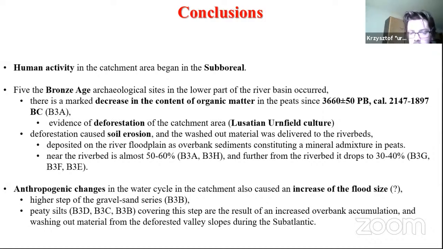Deforestation caused soil erosion, and the washed out material was delivered to the river bed. Deposition on the river floodplain as overbank sediment brings a mineral admixture into the peats. Near the riverbed it is almost 50 to 60%, and farther from the riverbed it drops to 30 to 40%. Anthropogenic changes in the catchment also caused an increase of the flood size.